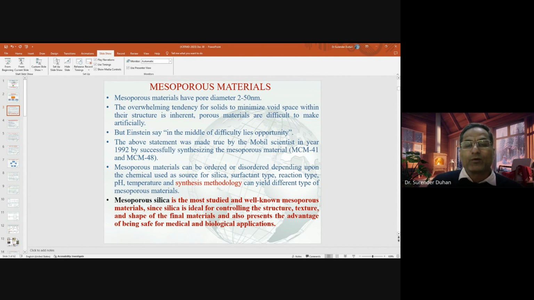Mesoporous materials can be ordered or disordered depending upon the chemical used as the source for silica, the surfactant type, and pH. Their physical conditions, temperature, and synthesis methodology can also yield different types of mesoporous materials. Mesoporous silica is the most studied and well-known mesoporous material, since silica is ideal for controlling the structure, texture, and shape of the final materials, and also has the advantage of being safe for medical and biological applications.